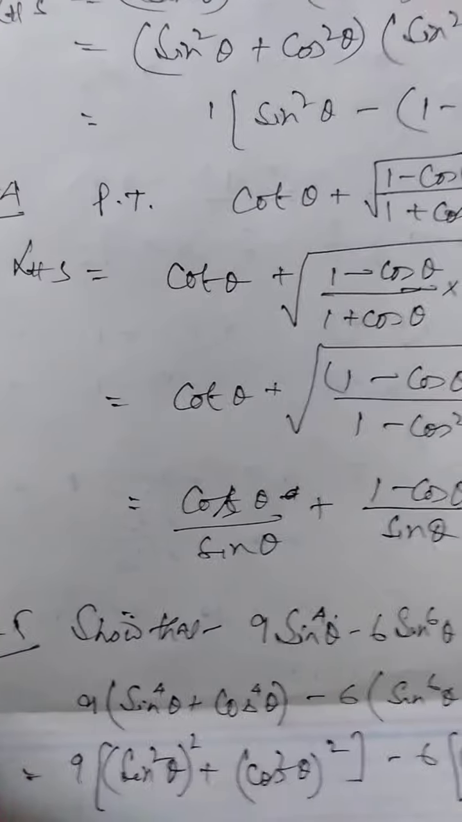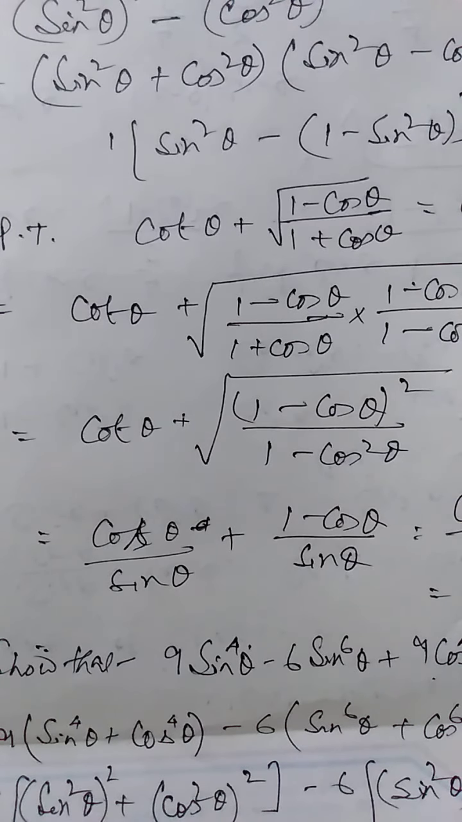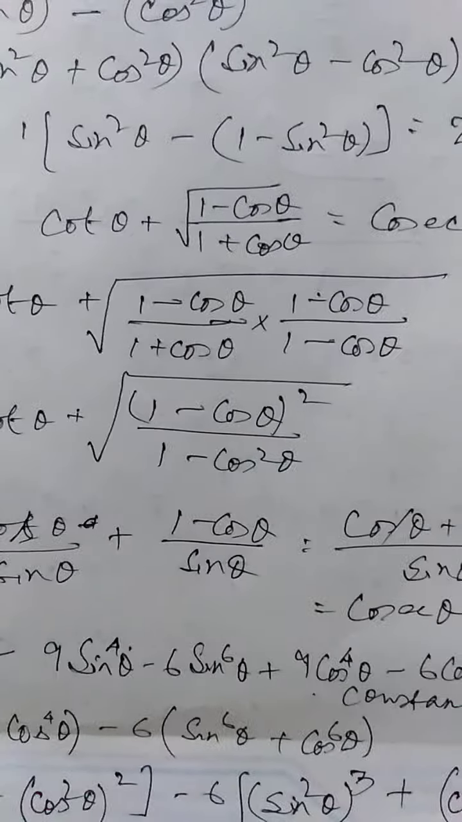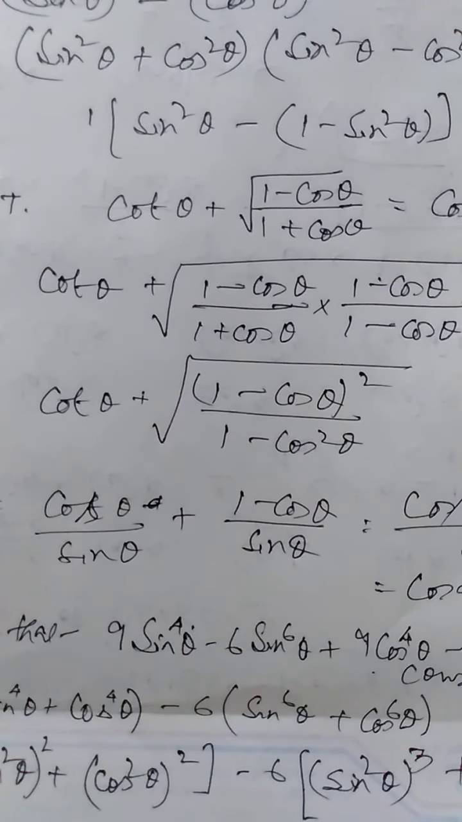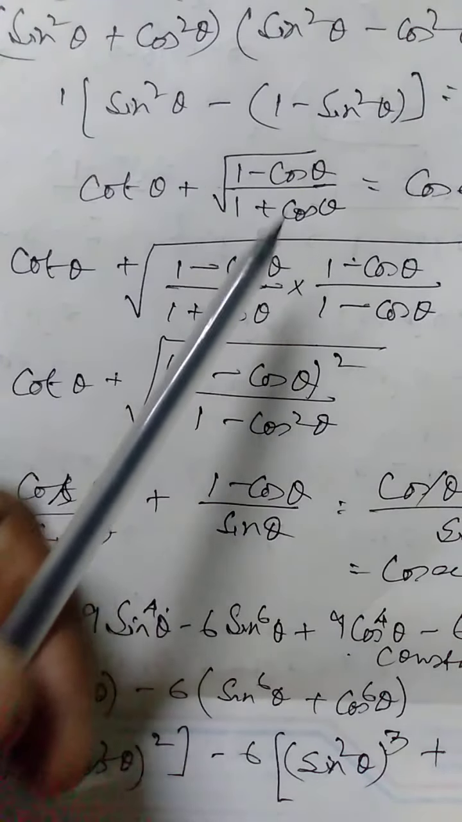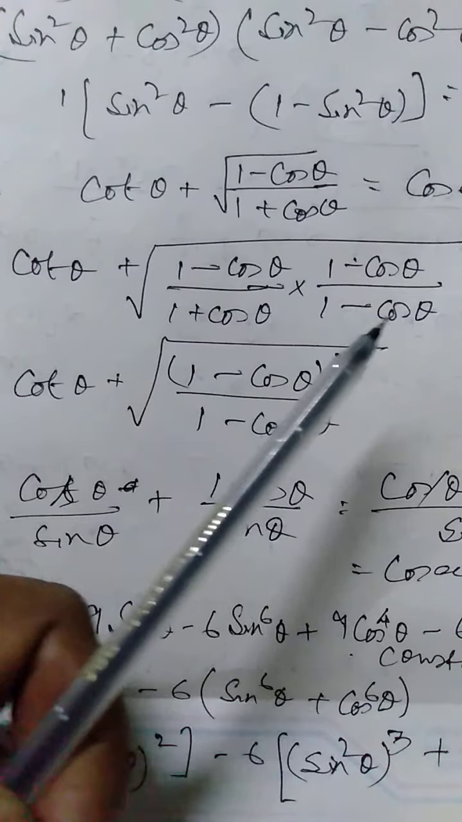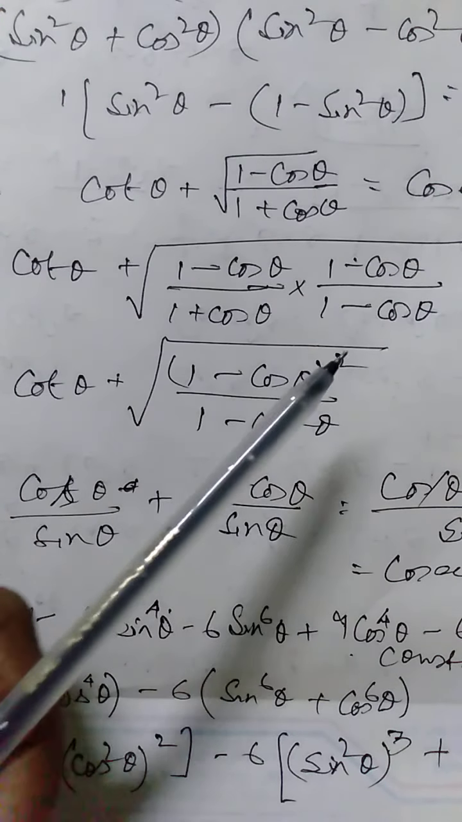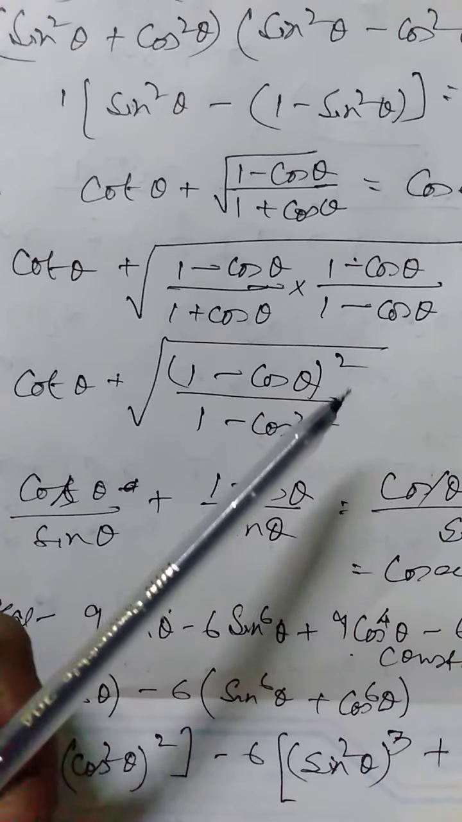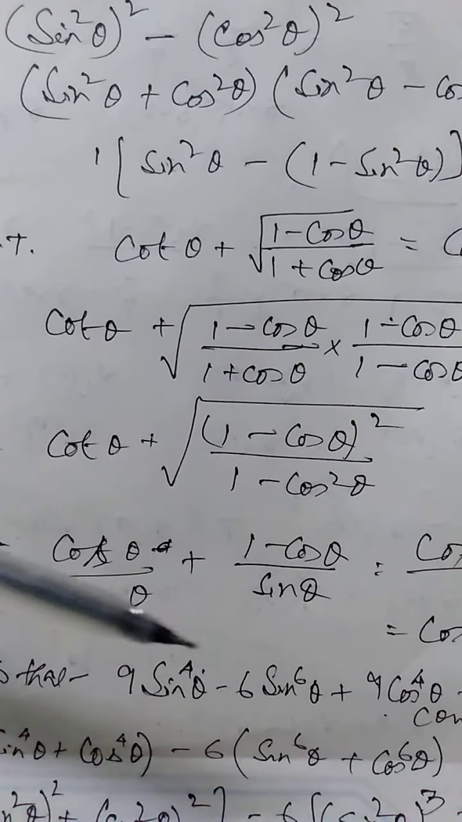Question number 4. Prove that cot theta plus under root 1 minus cos theta by 1 plus cos theta is equal to cosec theta. Acha. So cot theta plus, you have to rationalize this. Multiply the numerator and denominator by 1 minus cos theta. So you will get 1 minus cos theta whole square by 1 minus cos square theta. This will give cos theta by sin theta plus this thing.